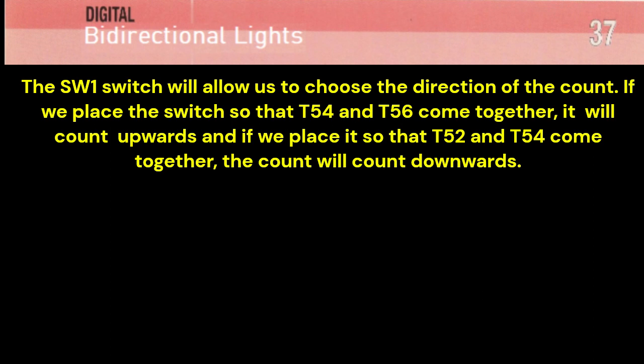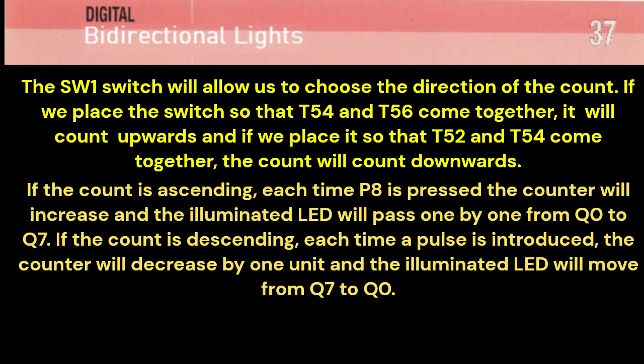If we place the switch so that T54 and T56 come together, it will count upwards, and if we place it so that T52 and T54 come together, it will count downwards. If the count is ascending, each time P8 is pressed the counter will increase and the illuminated LED will pass one by one from Q0 to Q7.